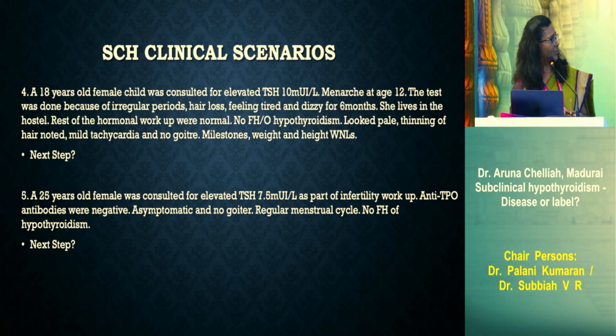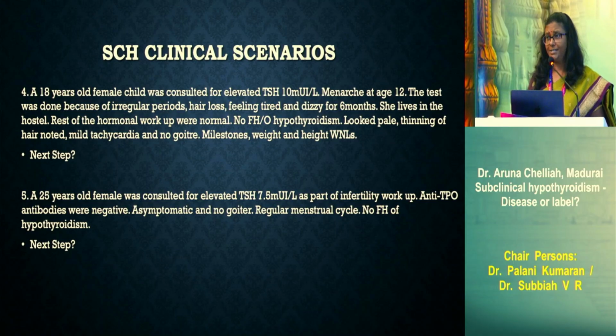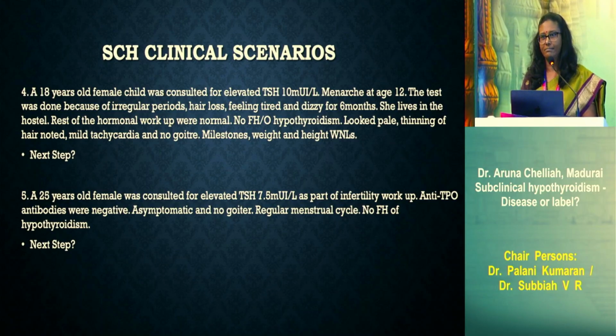The last 2 cases. An 18-year-old female, TSH of 10, menarche at 12, test was done because of irregular periods. The patient went to the hospital. She looked pale, with thinning of hair. She was mildly tachycardic, no goiter, milestones, everything absolutely fine. What did I do? Let's check your CBC. She was very anemic. All I did was correct her anemia. Everything went back to normal. I said we'll repeat your TSH again in 3 months, we'll just monitor. She was absolutely fine. It was out of stress, being away from home, not eating.